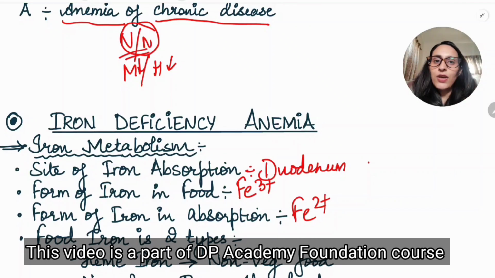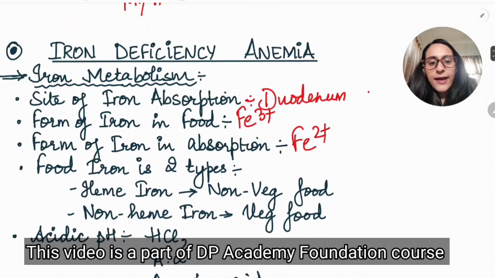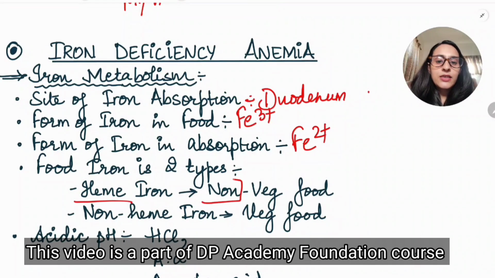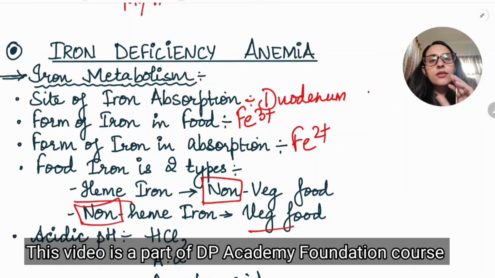These are the three points that we have already studied till now: in the food we take Fe3 plus, in the duodenum it is converted to Fe2 plus, and then it is absorbed. The food iron is of two types. If it is heme iron, it is present in non-veg food. If it is non-heme iron, then it is present in veg food.